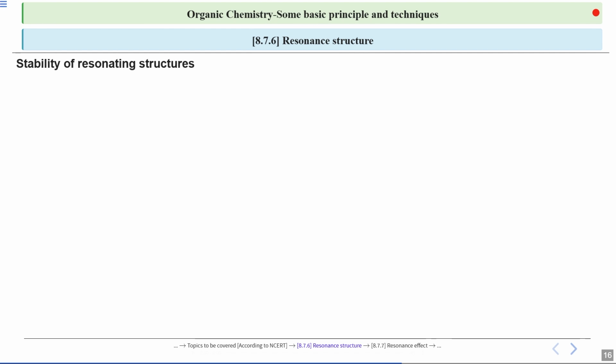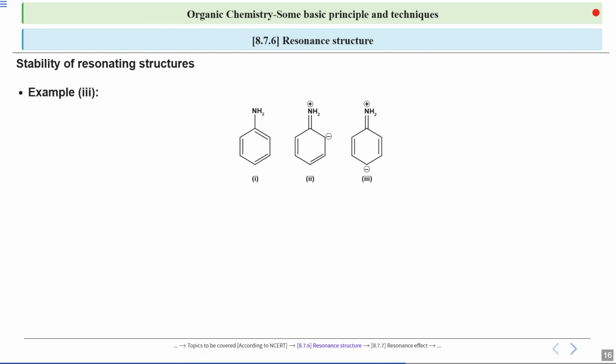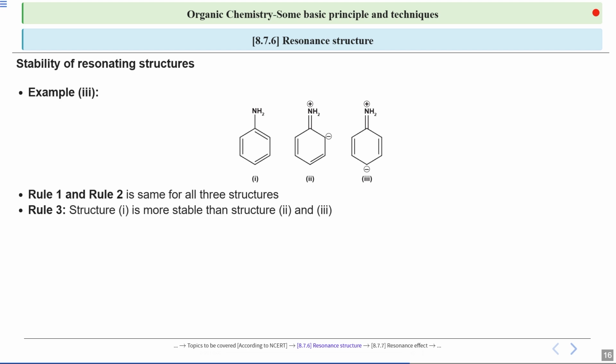Moving on further, now we have example number 3. These are the 3 possible resonating structures of aniline. Here is a benzene and an NH2 group is attached to that benzene. And these three structures are possible for this aniline. Which one is the most stable? Of course, rule 1 and rule 2 are the same for all three structures. All have the complete octet and the same number of bonds. But structure 1 is more stable than structures 2 and 3.